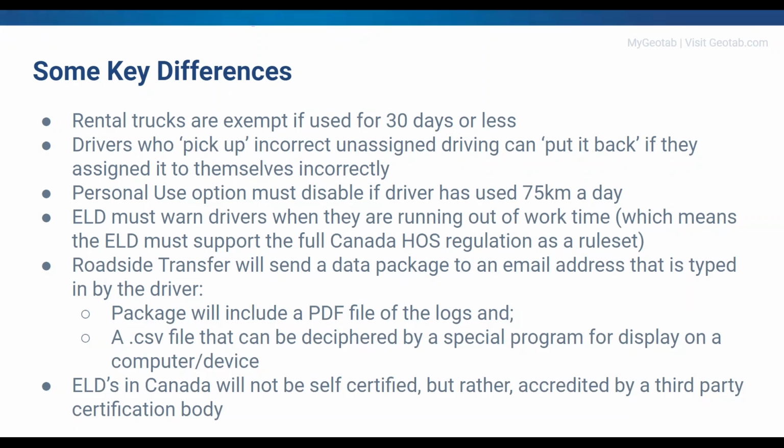We're going to have an email address field where you put in the actual officer's email address, and when you email, it's going to send a data package, and inside of that data package, there's going to be two files. One's going to be a PDF file, which is kind of similar to how our compliance print works. And there's also going to be a CSV file that the officer can then put into a special program that Transport Canada is going to build, and then they can view the logs that way. So it's going to be both at once. It's going to have that file if they want to use this program, but it's also just going to have a PDF. So that's a big difference between the US and Canada. Same information inside of these packages on both sides of the border, but a different way to move them around.